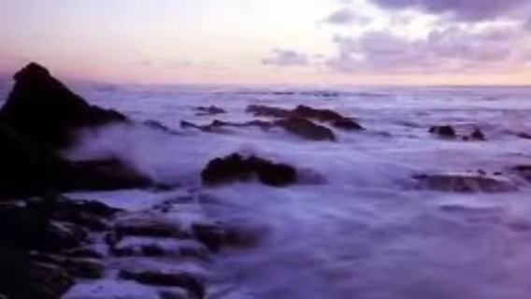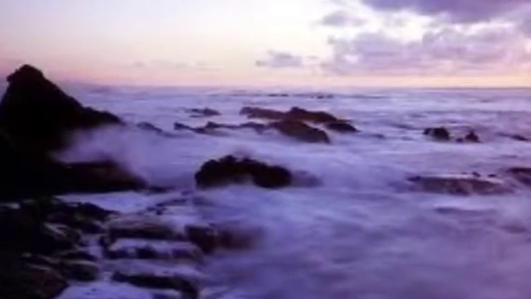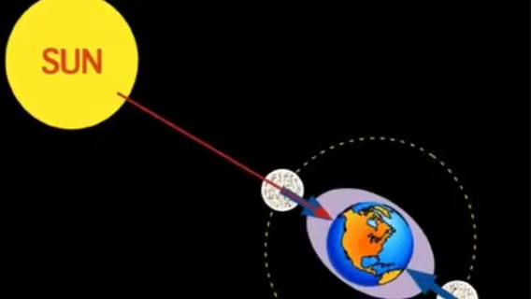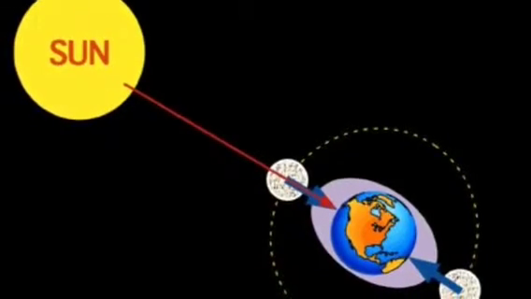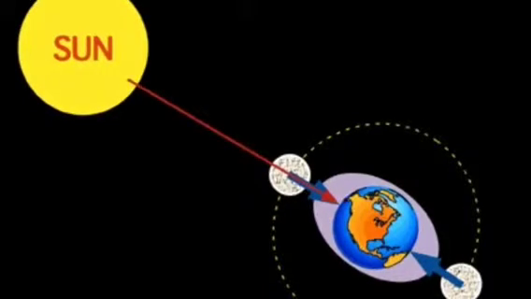The ocean is constantly moving from a high tide to a low tide, and there's about 12 hours and 25 minutes between the 2 tides. While the moon is pulling out the water, Earth is rotating on its axis.